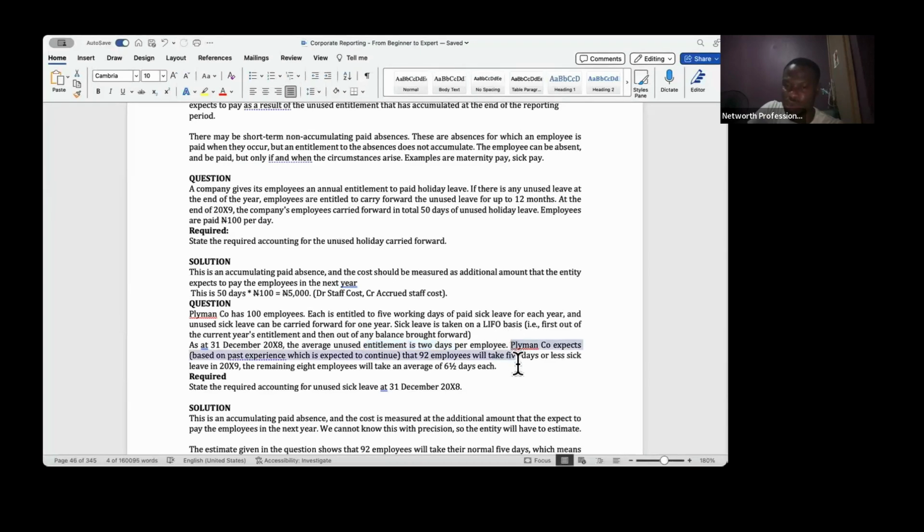But they didn't stop there. They went further. They say 92 will take 5 days in 2009. That means they are making estimates. And whenever they are speaking about future years in the current period, that's an estimate because nobody is sure. So they are just trying to give us a clue on the number of employees that we should recognize as people who are owing money. They say 92 will take 5 days or less, but the remaining 8 will take 6.5 days.